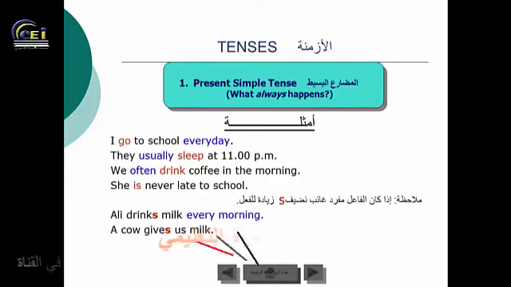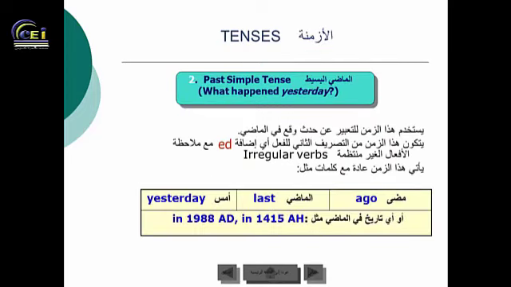A cow gives us milk. This sentence is also in the present simple because of the verb with s. Why? A cow equals it. We put s, es, or ies on the verb after he, she, it. This is the present simple.